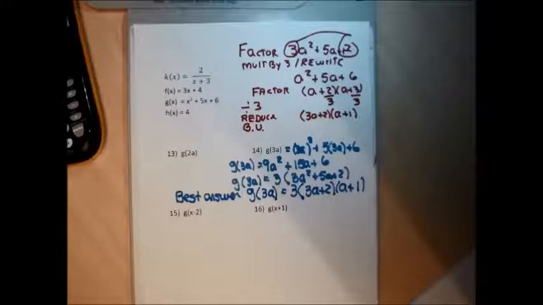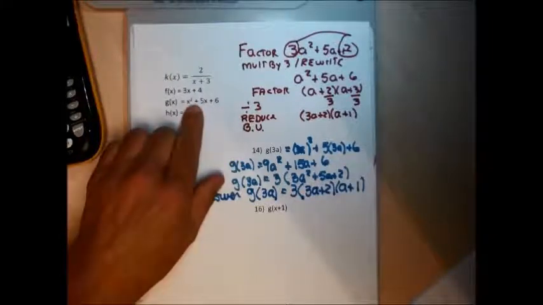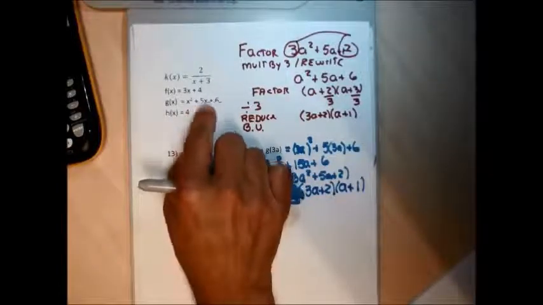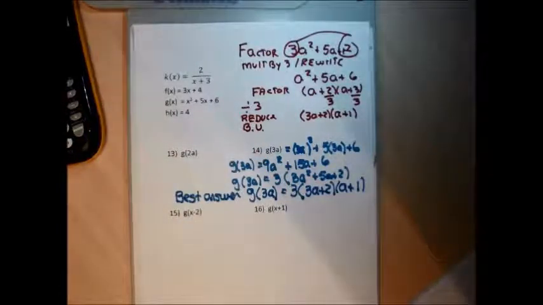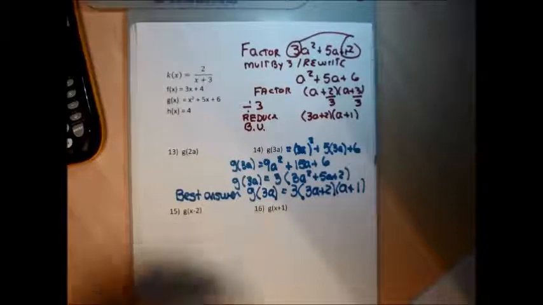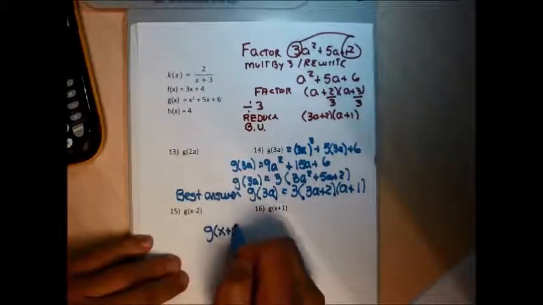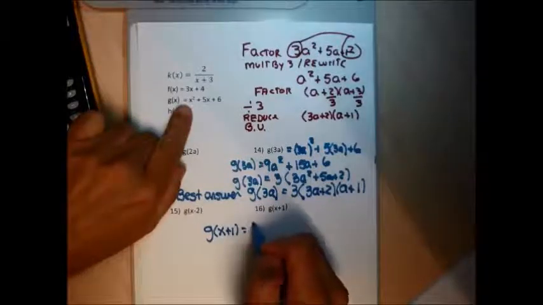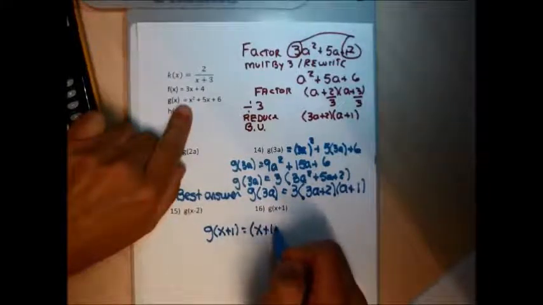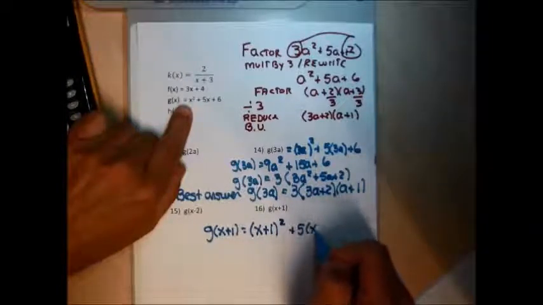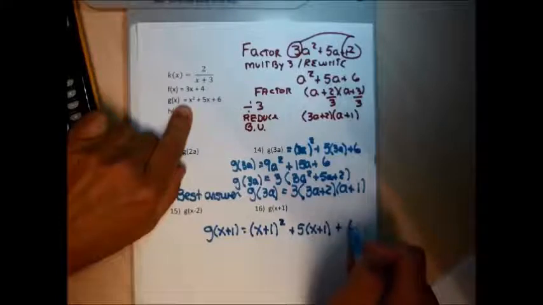More often than not, if there's a function that has a square in it, if the initial function factors, when you're plugging something into that function, a letter into that function, it'll still factor. Let me do problem 16 to do g of x plus 1. To do g of x plus 1, I'm going to change both of those x's to x plus 1. So I'm going to get x plus 1 squared plus 5 times x plus 1 plus 6.